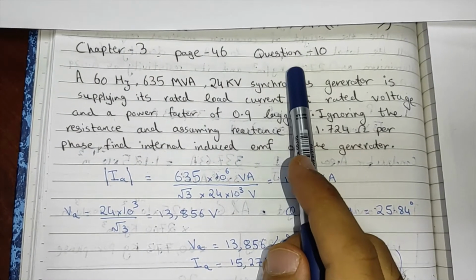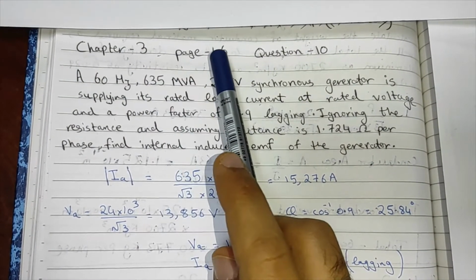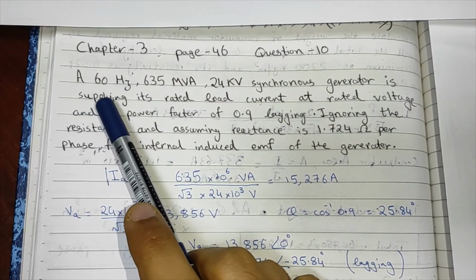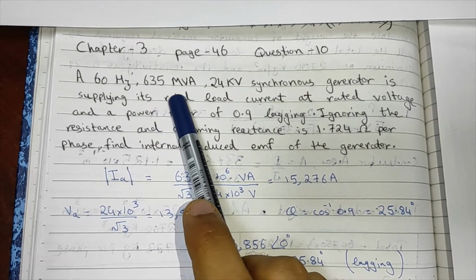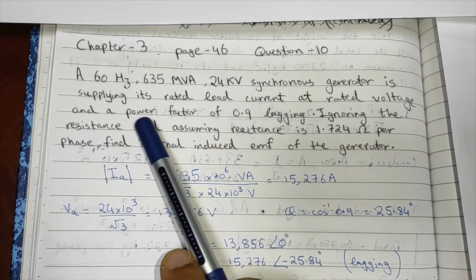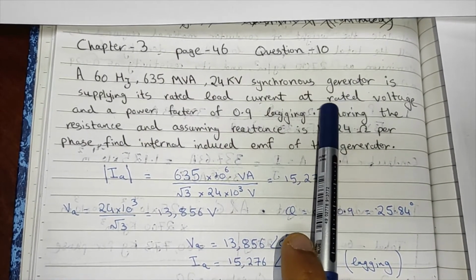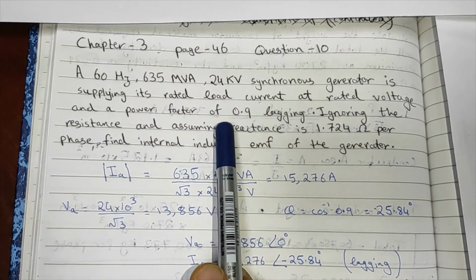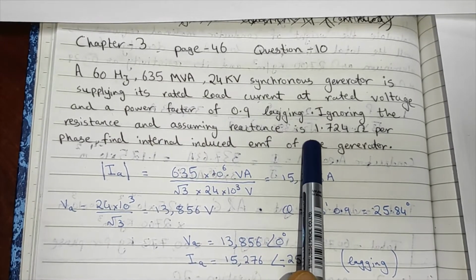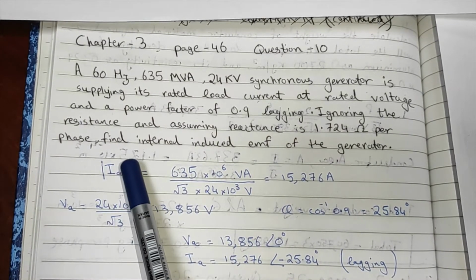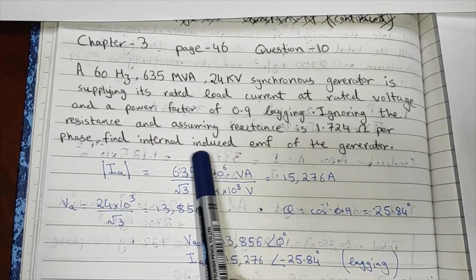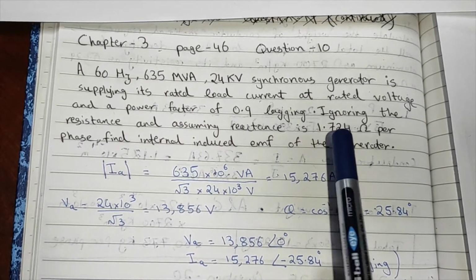This is question number 10 of chapter number 3, which you can find on page number 46 of your book. The question says that a 60 Hz, 635 megavolt ampere, 24 kilovolt synchronous generator is supplying its rated load current at rated voltage and a power factor of 0.9 lagging. Ignoring the resistance and assuming the reactance is 1.724 ohms per phase, find the induced EMF of the generator. So the question is basically asking you to find the induced EMF.